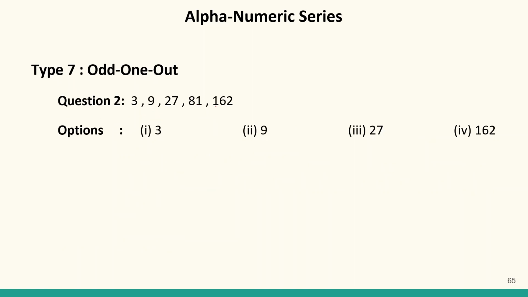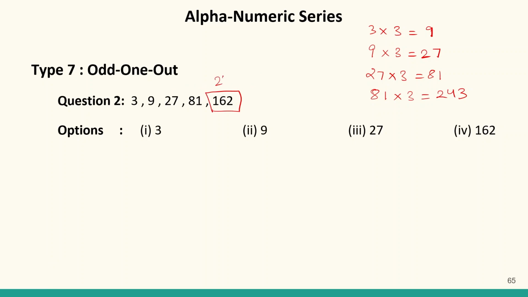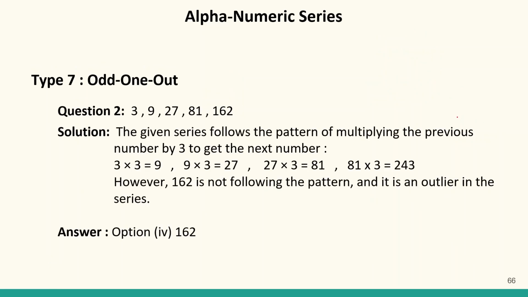Next one. This also looks like a multiplication series to me, as I told you. So I can say that 3 into 3 will give us 9. 9 into 3 will give us 27. 27 into 3 is 81. And ideally 81 into 3 should give us 243. But again, this term is out of place. 243 would have been in this position. It would have made more sense. Therefore, 162 is the odd term that does not follow the logic of the series. Hence, your answer will be option 4.